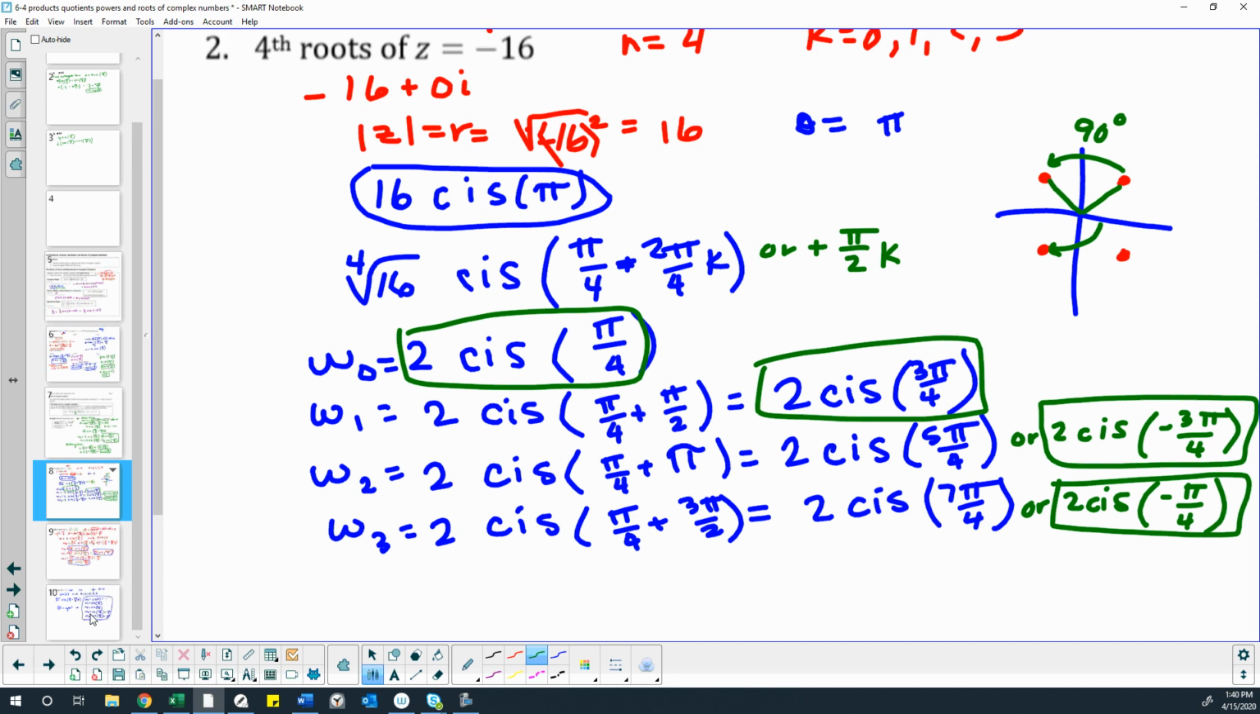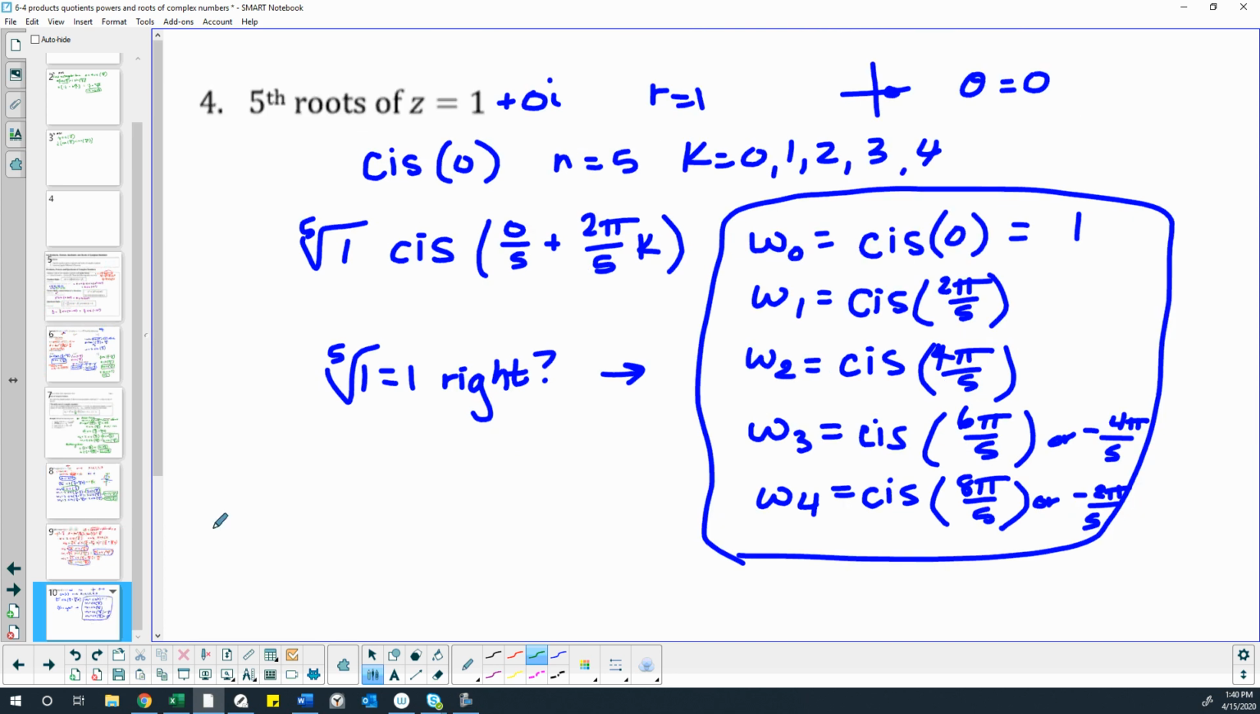Okay, let's look at example 4, which is kind of similar to this one because instead of it being a negative number, it's just a positive number 1, which would put it at 0 degrees or 0 radians. Back in previous math class, if I told you to find the fifth root of 1, you would say the answer is 1, right? But now we're finding complex roots as well, so we have 5 roots total, and only the first of those 5 roots is 1.